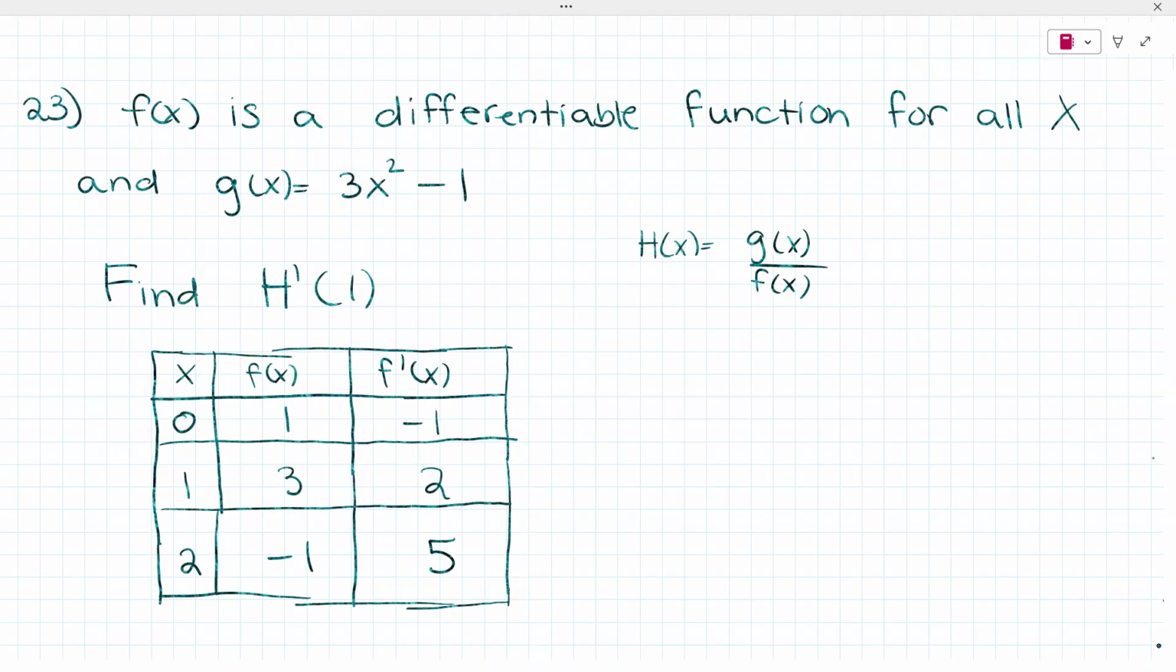So they want h prime of 1. So let's take h prime of x. How do we take h prime of x? It is a fraction. We must use the quotient rule, right? So the quotient rule is f of x times g prime of x minus g of x times f prime of x, all over f of x squared.